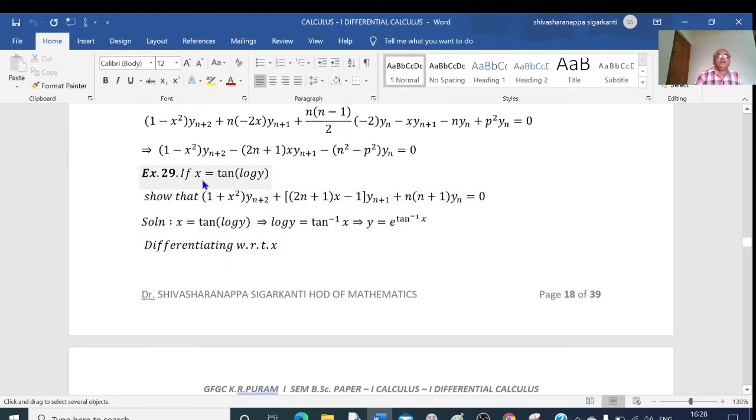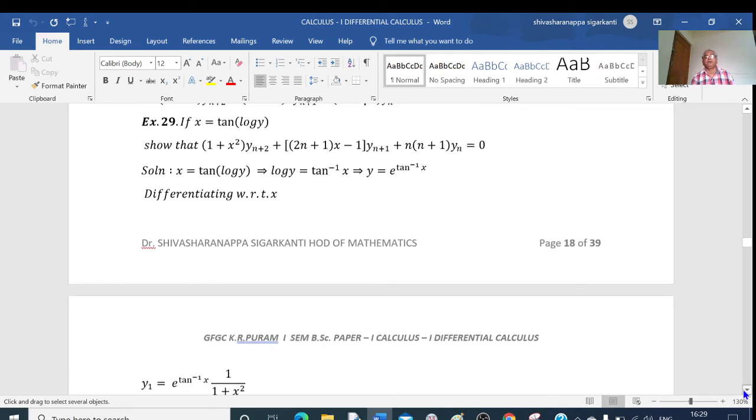Next example. If x equal to tan of log y, show that 1 plus x square into yn plus 2 plus 2n plus 1 into x minus 1 into yn plus 1 plus n into n plus 1 into yn is equal to 0. So here it is given that x equal to tan of log y. This implies log of y equal to tan inverse x, or y equal to e to the power of tan inverse x. This is my y.